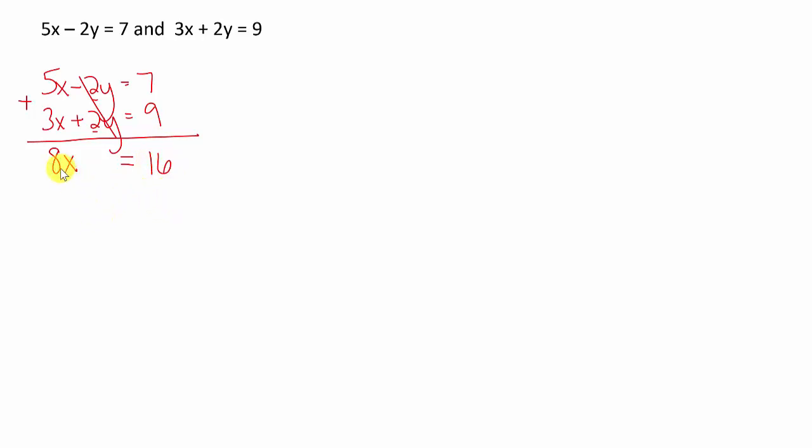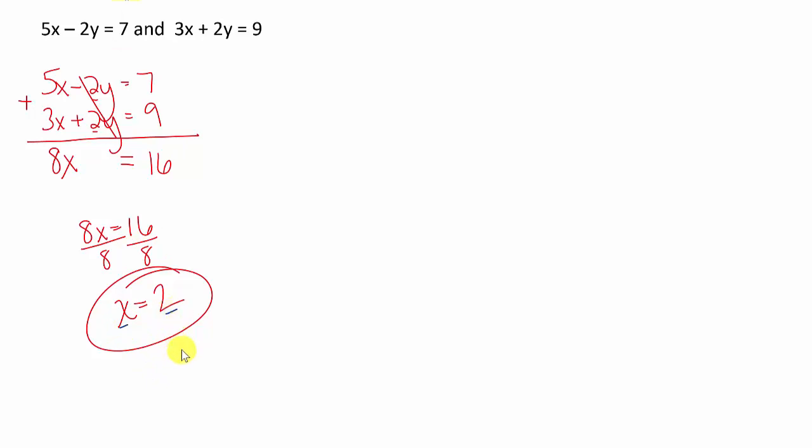And so now what we have is 8x equals 16, and we can just go ahead and solve for x by dividing both sides by 8. So we now know that x is equal to 2. With any system of equations, we have to make sure that we find both x and y. We can't just stop here. We need to know both values. So now we're going to take the fact that we know x is 2, and plug it into one of our equations and solve for the other variable.